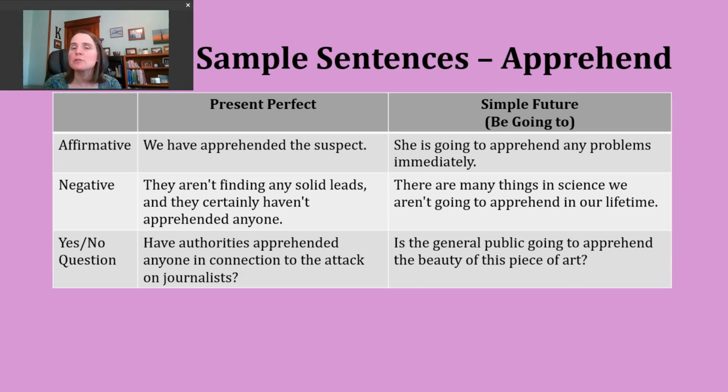Let's take a look at an example sentence. She is going to apprehend any problems immediately. Now here, we are looking at a sentence using the second definition of the verb. This means someone's going to become aware of, they're going to perceive of any problems.